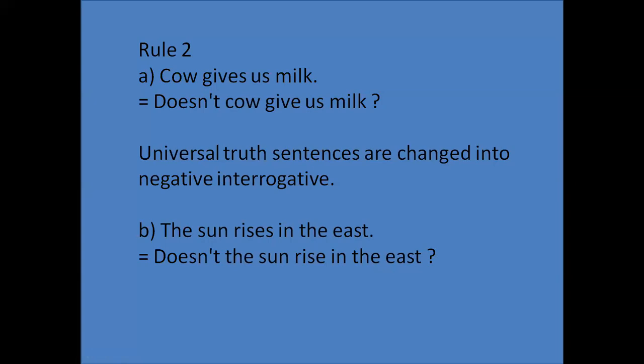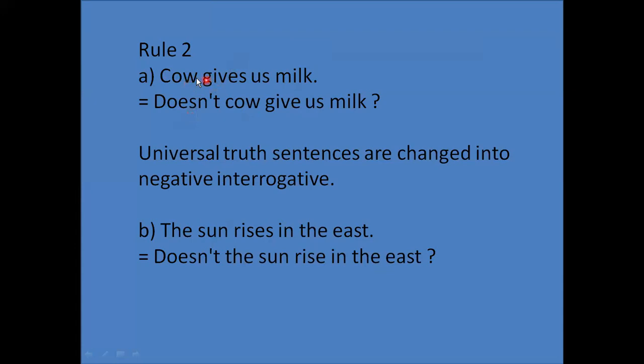Cow gives us milk. This is a universal truth sentence. So hum isko negative, cow does not give us milk, nahi kar sakte. So in such cases, what we do, we make it negative interrogative. Does not cow give us milk? Why we write does here? Anyone who can answer? Humne yahan pe does likha. Why are we using does?